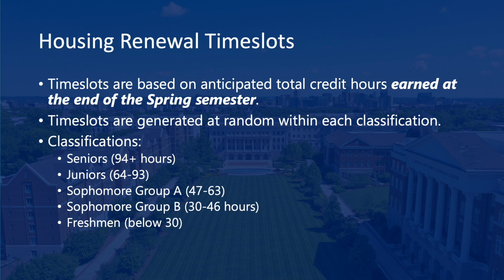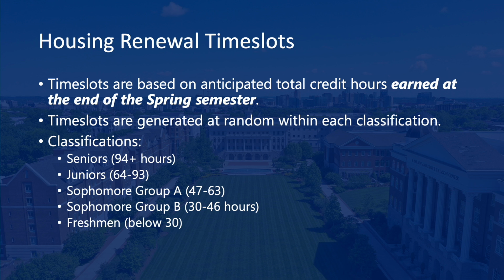You will be given a time slot to enter the selection portal and select an available space. Time slots are randomly generated within each classification. Each classification is based on the number of credit hours anticipated at the end of the spring semester. The classification breakdown is as follows. Students with more than 94 earned hours at the end of the spring semester will be considered seniors. Students with 64 to 93 earned hours will be juniors. 47 to 63 earned hours will place students in the first grouping of sophomores. 30 to 46 earned hours will put them in the second grouping of sophomores, and all students with less than 30 earned hours will be in the freshman grouping.